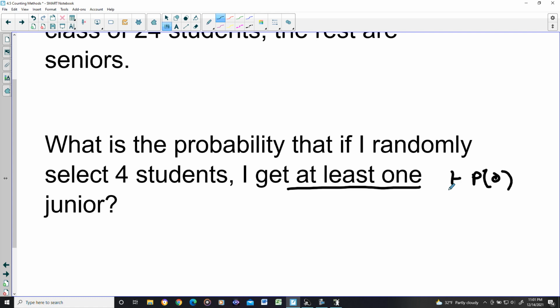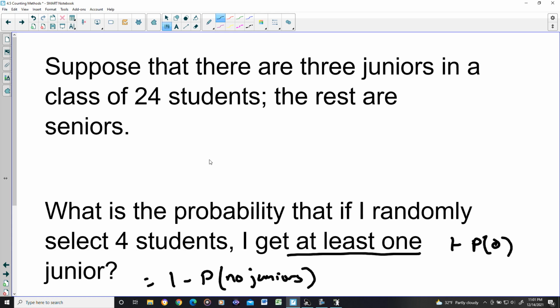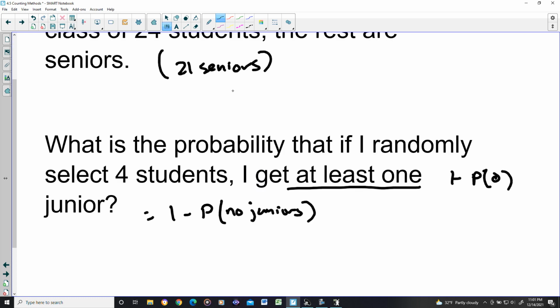An easy way to do that is 1 minus p of 0. So in other words, maybe what we can do is 1 minus the probability of no juniors. Okay? So what's the probability that we get no juniors? Well, if we get no juniors, then we're selecting 4 out of seniors, right? And how many seniors are there? 21 seniors. So if there's 21 seniors, then we're selecting 4 students.